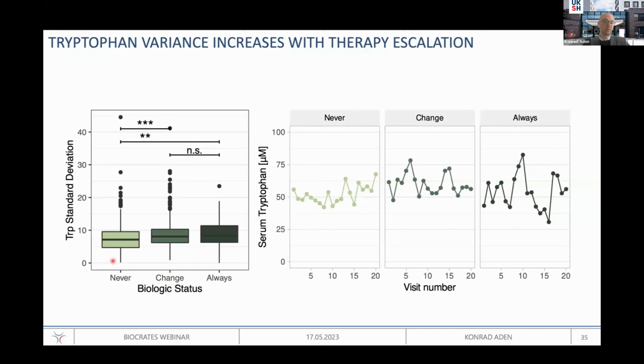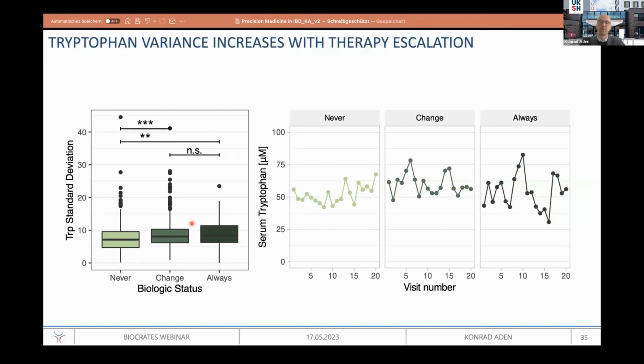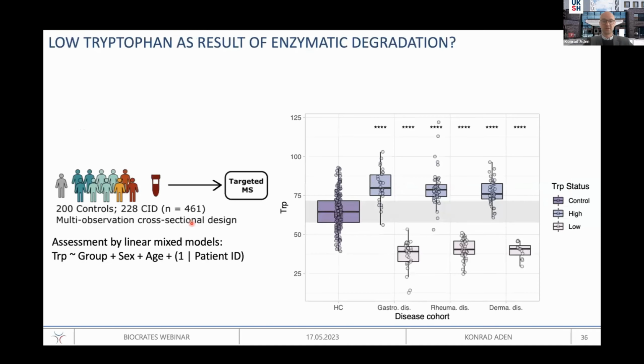So patients either never received a biologic therapy, or they had to be changed onto a biologic therapy, or they have always been on a biologic therapy, indicating an even more severe disease course. And we associated this with the standard deviation of tryptophan. We observed that indeed those patients who have a more complicated disease course also present with a higher fluctuation of tryptophan, indicating that tryptophan stability, the metabolic stability of tryptophan metabolism, is a marker that indicates individual disease complications.